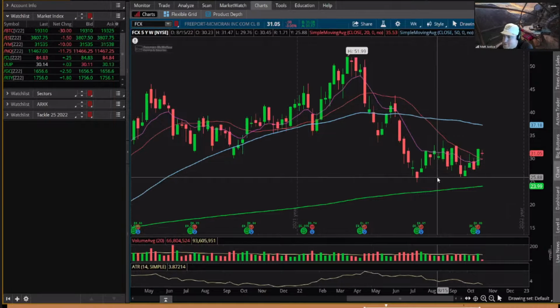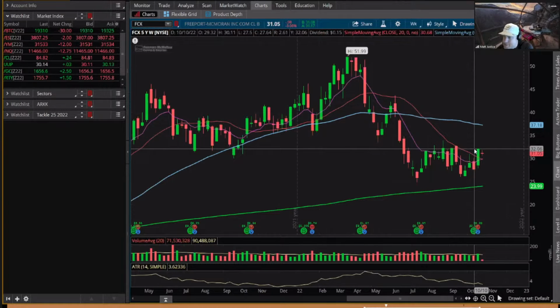It stopped. That's not me answering it. Stopped right here. Support held. Worked its way back into resistance. I can't deny that. That's the price action. And so FCX, keep an eye on it. Nice little reversal happening on FCX.